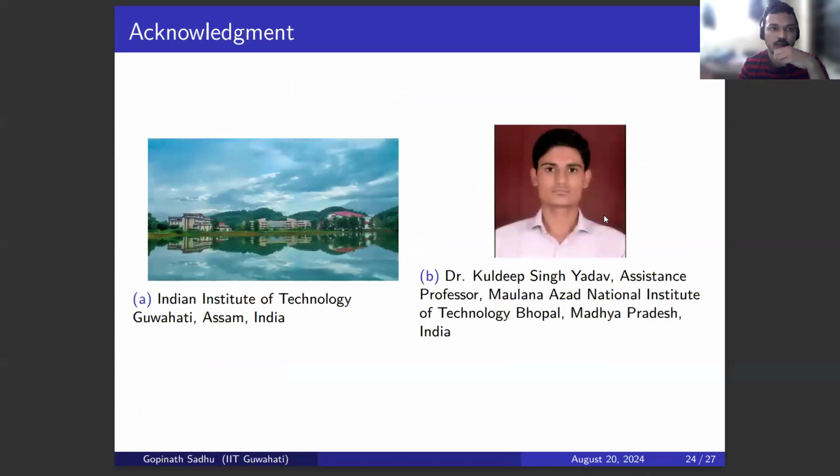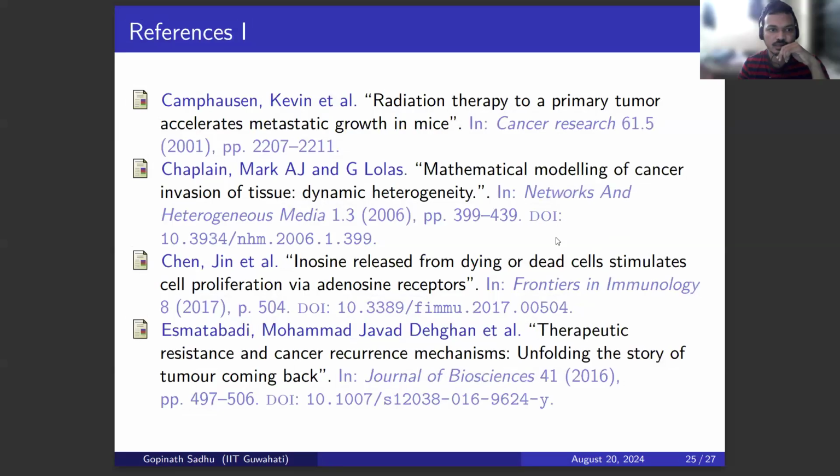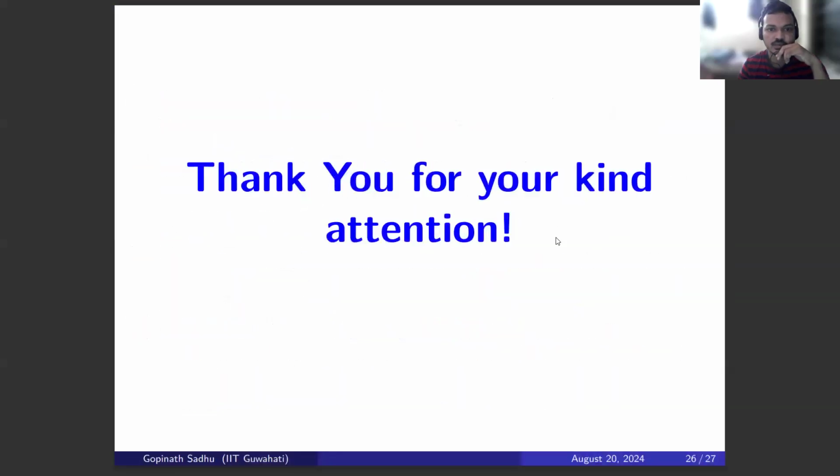And at last, I want to acknowledge my institution, Indian Institute of Technology, Guwahati, for providing financial support to conduct this study. And also, I want to thank Dr. Kuldeep Singh Jadhav from Maulana Azad National Institute of Technology, Bhopal, Madhya Pradesh, India. We are both conducting this study, and these are the references I used to conduct this study.